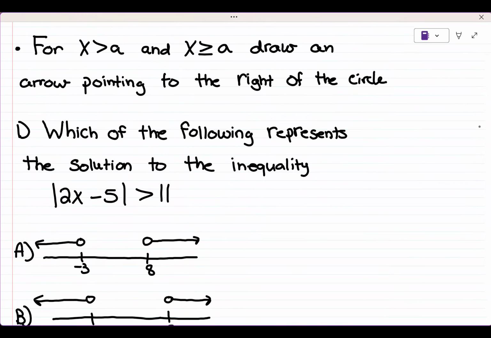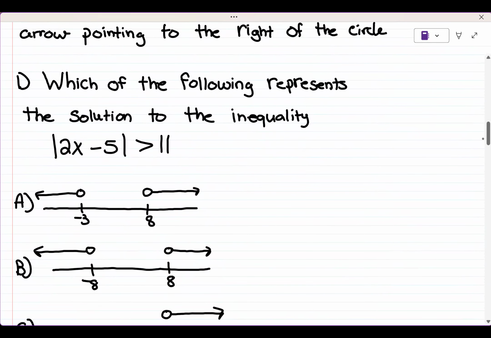Question one says, which of the following represents the solution to the inequality absolute value of 2x minus 5 is greater than 11? So we have to graph this and figure out which one is the correct graph. I'm going to show you by hand how to do this. This is on a number line, not a Cartesian plane, so I don't think you can put this on Desmos. First, make sure there's nothing near the absolute value. If there is, you have to get rid of it.